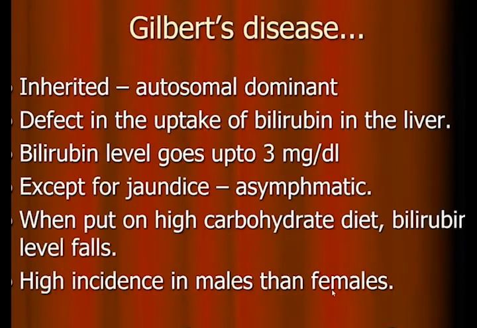And what is Gilbert's disease? Yes, it is an inherited disorder, autosomal dominant. And the bilirubin level goes up to 3 milligrams per deciliter. Except for this jaundice, there won't be any other symptom. The child will be yellowish in color, that's all. When you give a high carbohydrate diet, the bilirubin level will go down. And there is a higher incidence in males than females. So this is about Gilbert's disease.